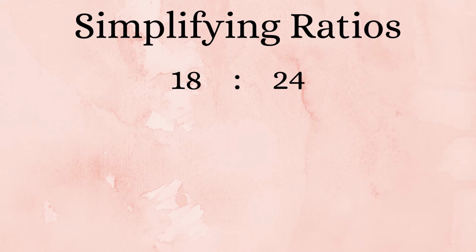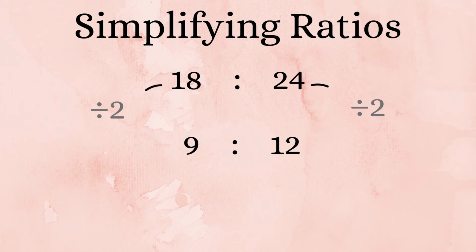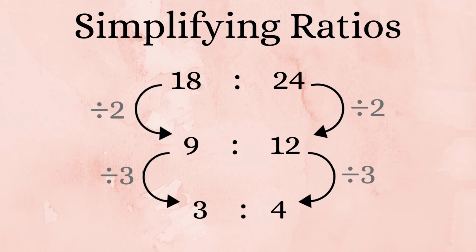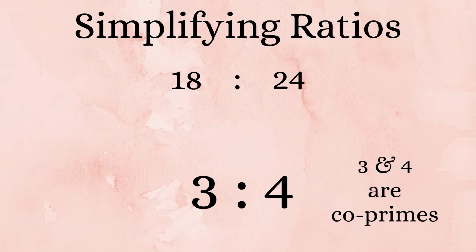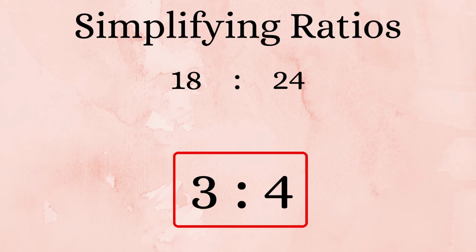18:24. First we divide both the terms by 2. We get 9:12. Then we divide both the terms by 3 to get 3:4. Now there are no common factors between 3 and 4. So they are called coprimes. So 3:4 becomes our simplified ratio. Let us check out another example.